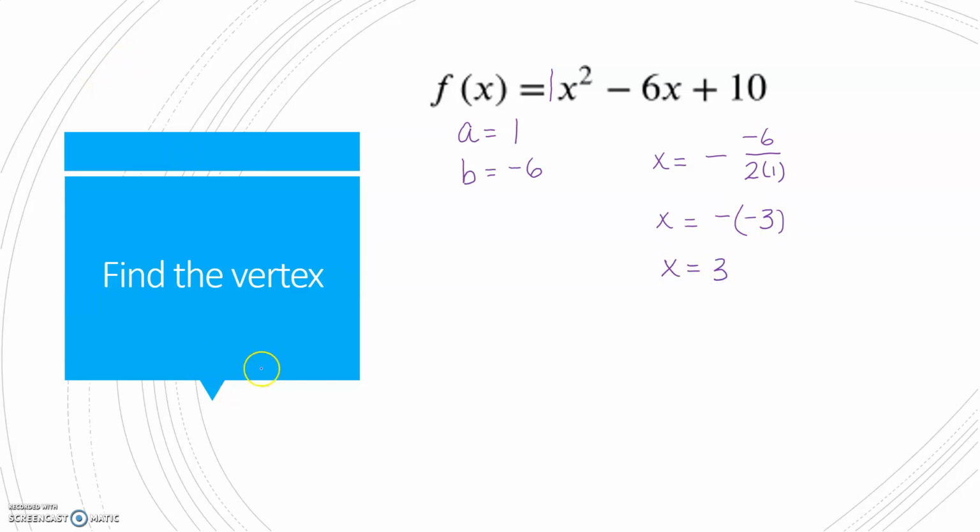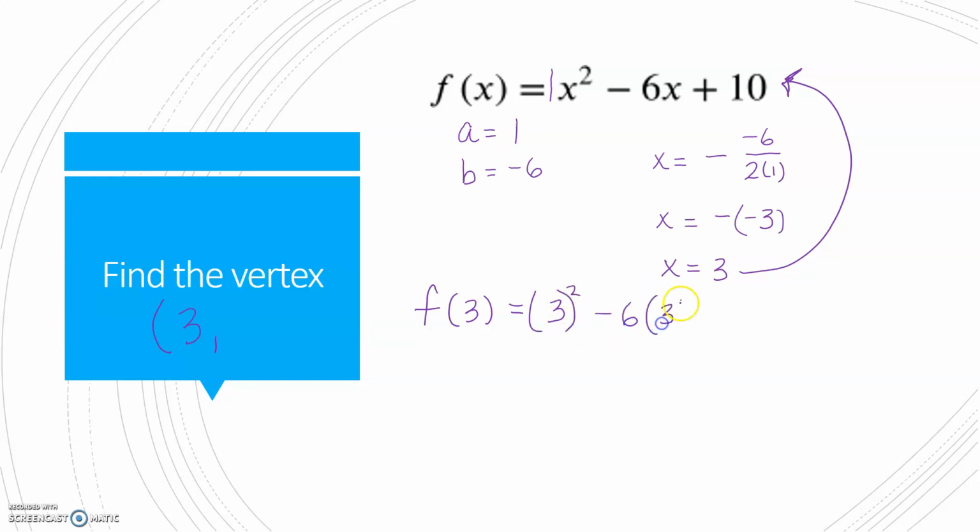That means that my vertex is going to start with a 3 as the x-coordinate, but in order to figure out the y-coordinate, I need to do the math and figure out what that y-coordinate is by plugging that back into my equation. So then I would have 3 squared, and I'm taking that quantity squared, minus 6 times 3 plus 10. I like to put shields around my numbers when I put them into an equation, just so that I don't lose any negatives when I do that. 3 squared would be 9. 6 times 3 would be 18 plus 10.